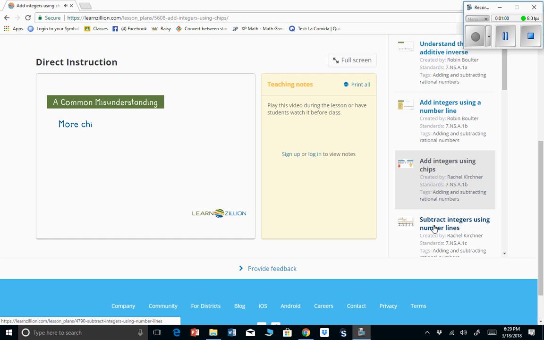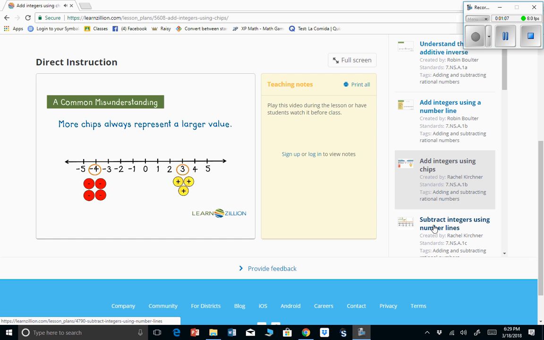A common misunderstanding is to think that more chips always represents a larger value. In the example below, we have 4 red negative chips and 3 yellow positive chips. We might think that negative 4 is greater than positive 3 because there are more red chips. However, we must remember that as we move to the right on the number line, the numbers increase. Since 3 is to the right of negative 4, we know that negative 4 is less than 3.